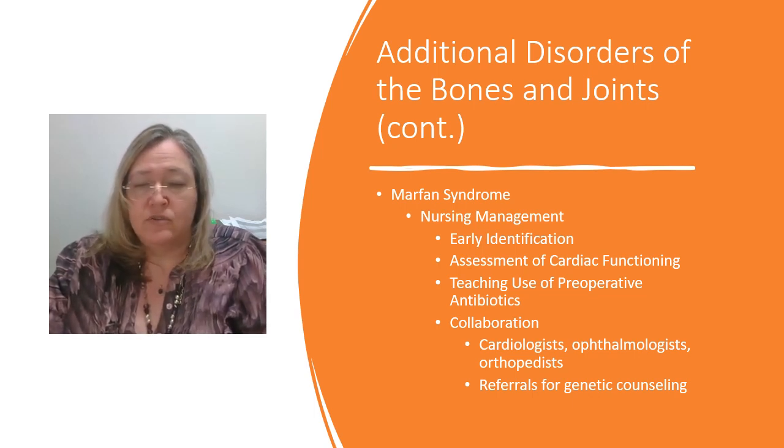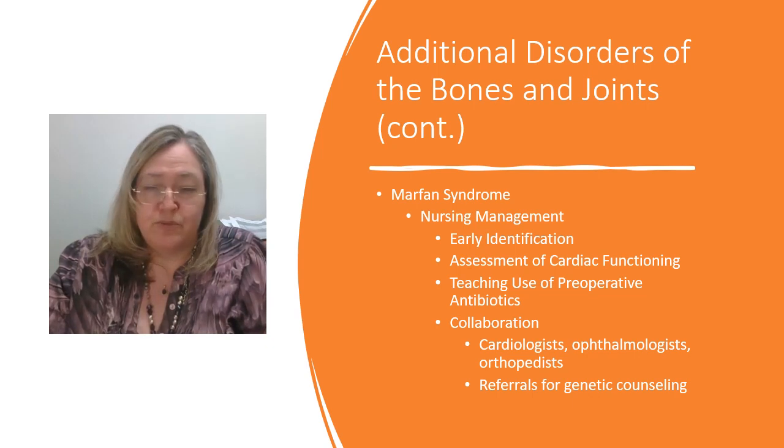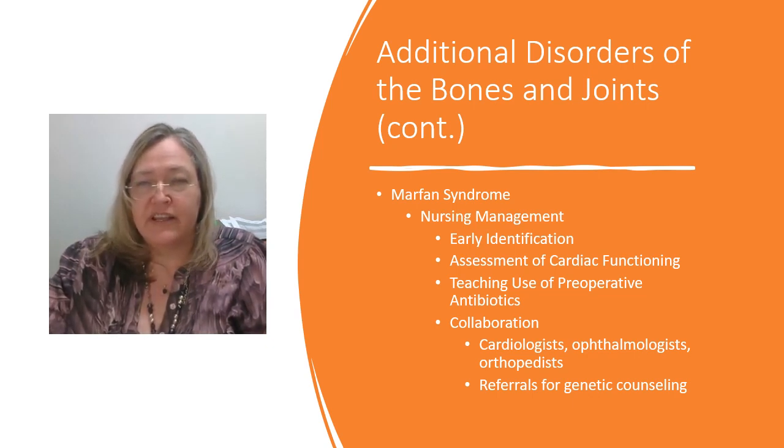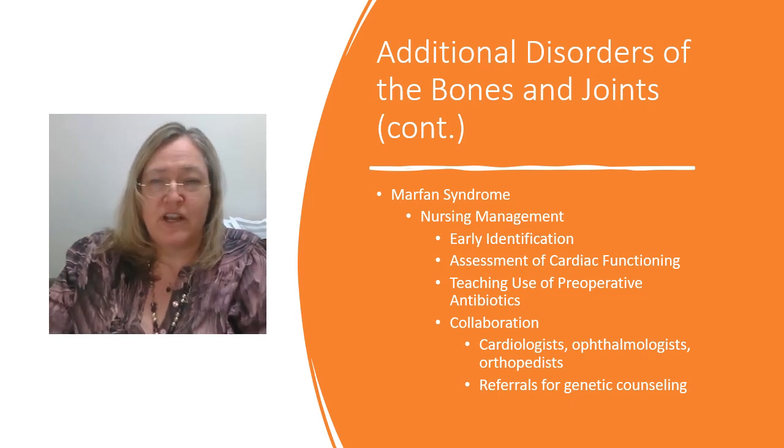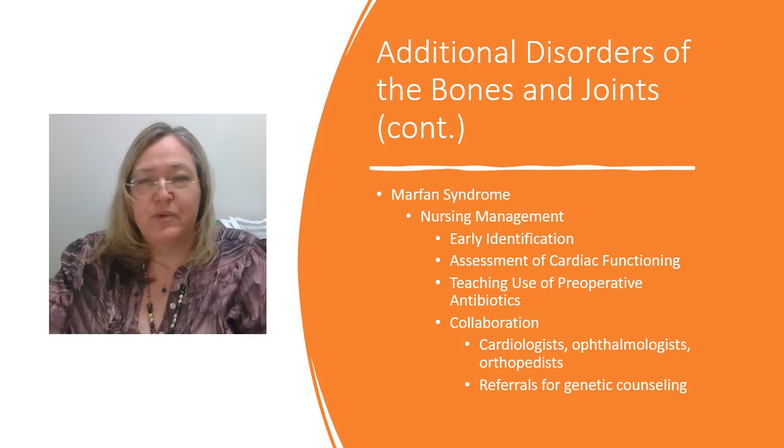So they would not only have a cardiologist, but since this syndrome also affects the eyes because of the connective tissue there, they'll be working with ophthalmologists and orthopedists. They would need genetic counseling in case they want to have more children, or if the child ends up becoming an adult and wanting to reproduce.